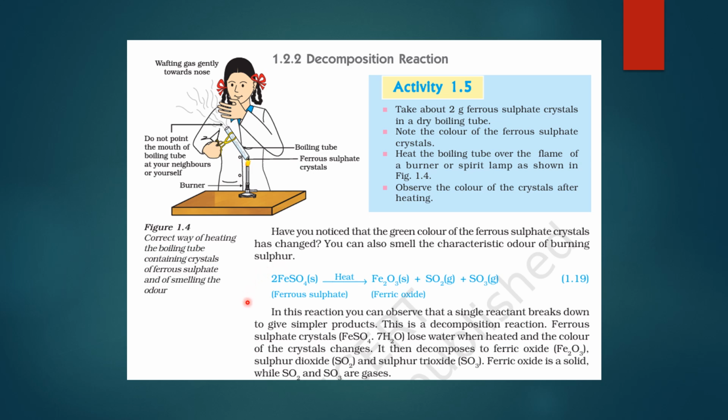Now, what kind of reaction is actually taking place? Let's see. FeSO4, that is ferrous sulfate, when we are heating. The state of ferrous sulfate is solid here. When we are heating, it will generate ferric oxide, that is Fe2O3, plus SO2 plus SO3. Fe2O3 is solid, SO2 is gaseous, and SO3 is also gaseous in nature. So in this reaction, you can observe that a single reactant breaks down to give simpler products.